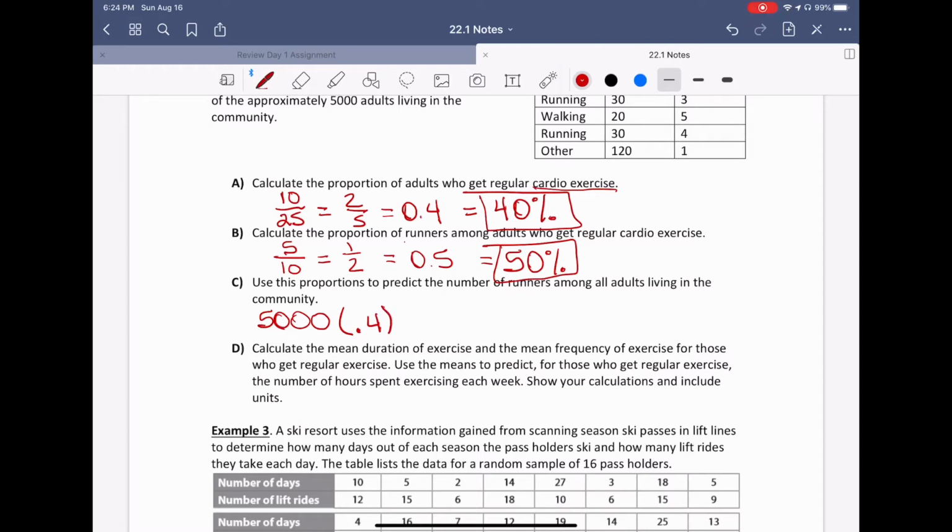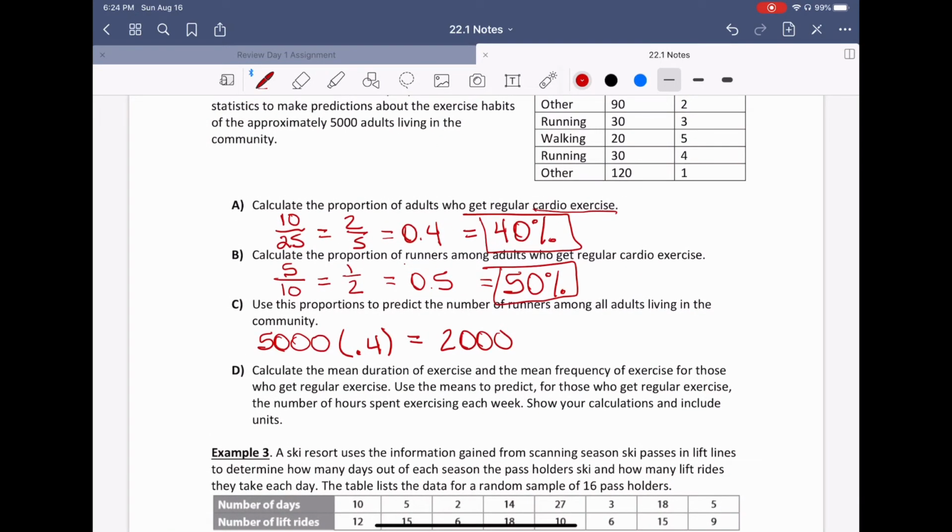Okay, so first of all, out of those 5,000 adults, how many of them get regular exercise? That's 2,000. 2,000 adults get regular exercise. And out of those 2,000 adults, how many of them are runners? Well, we know that half of the population, according to our survey, 50% of that population would be runners. So if we multiply 2,000 by 0.5, we get 1,000, which tells us that 1,000 adults are runners in this community.